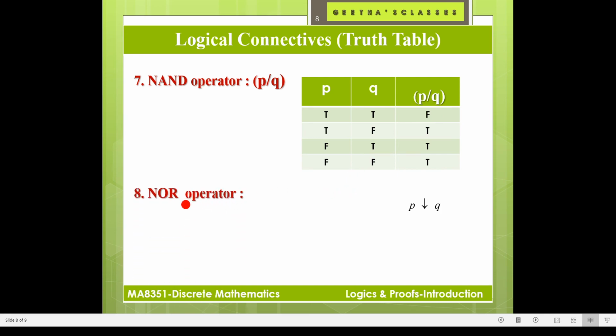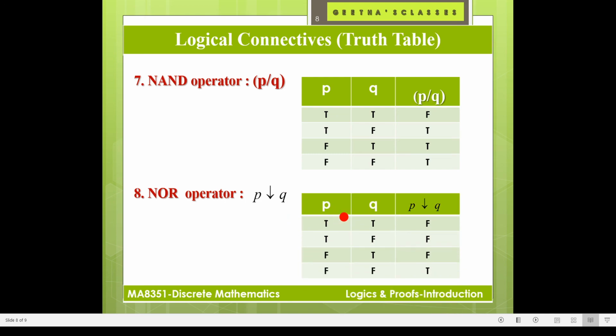Next one is NOR operator. NOR operator is denoted by this symbol P down arrow Q. Now the truth table for P down arrow Q is this one. Here false, false is true. For all the remaining you are writing false.